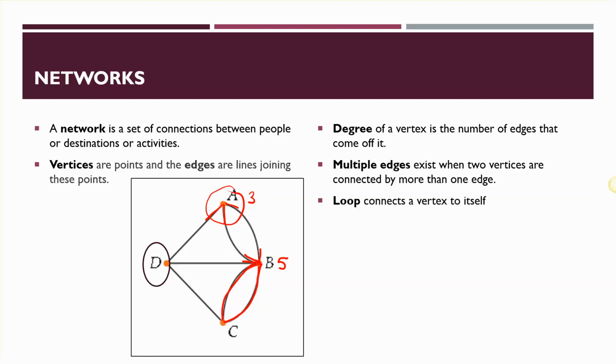A loop connects a vertex to itself. So you can see that this line here, which I've drawn, actually connects D to D. It's important to note that a loop counts as one edge, it's one line, but it actually counts as 2 degrees because there's 2 lines coming off it. So if we were to count the degrees for D, there would actually be 1, 2, 3, 4, 5 degrees on the vertex D.